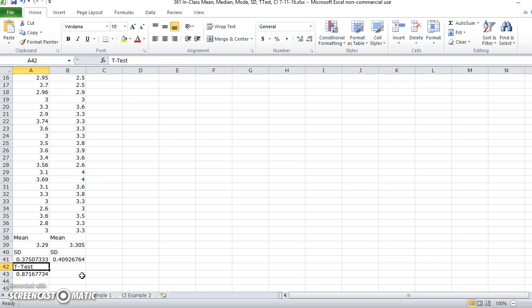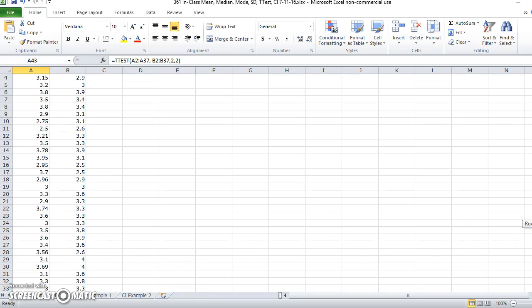This gives us our p-value of 0.87, which is not statistically significant. So again, if we're going off of an alpha level or a significance level of 0.05, that would mean that our difference here is vastly insignificant. So it is not even close to 0.05, meaning that there is not a statistically significant difference between this class 1 and class 2 GPA.